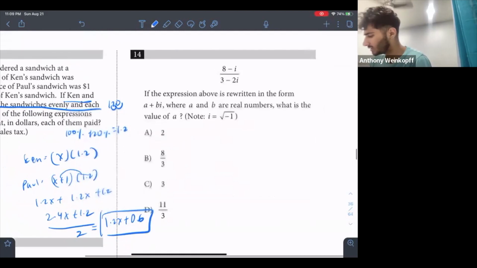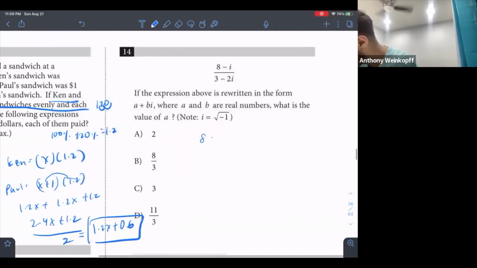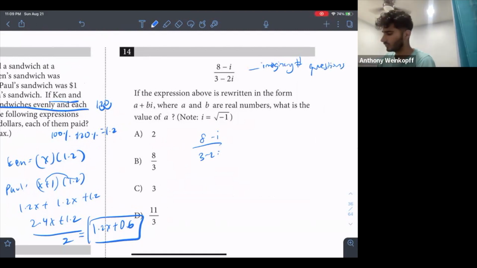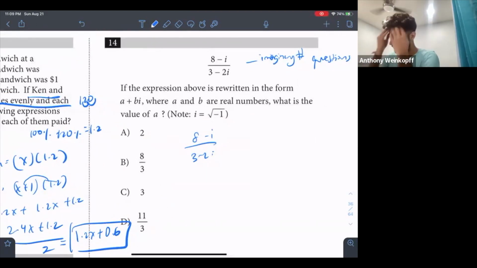14. If the expression above is rewritten in the form a plus bi, where a and b are real numbers, what is the value of a? So this is imaginary numbers. Imaginary number questions show up sometimes, not as frequently as systems of equations or other types of algebra 1 problems, but they can definitely show up.